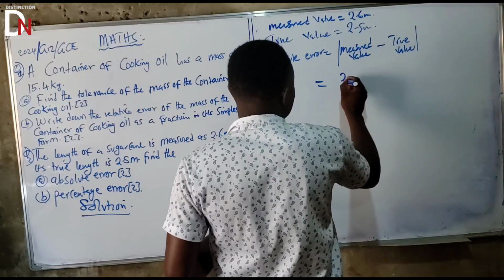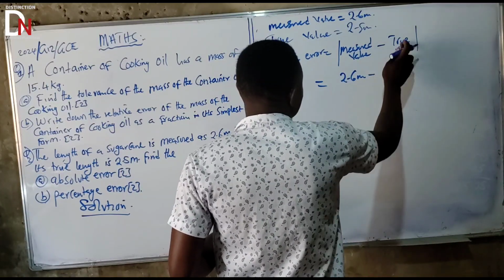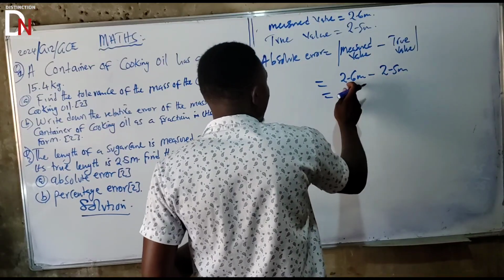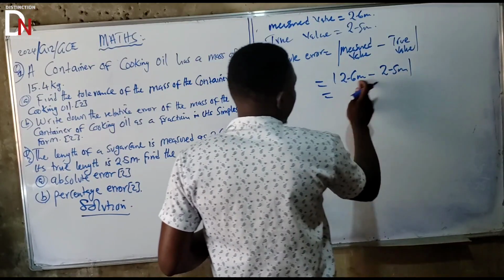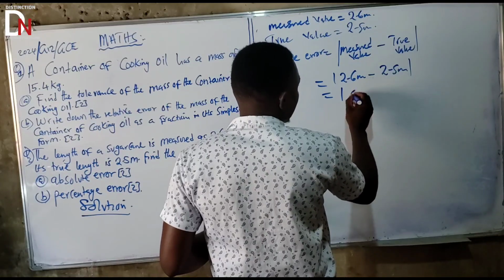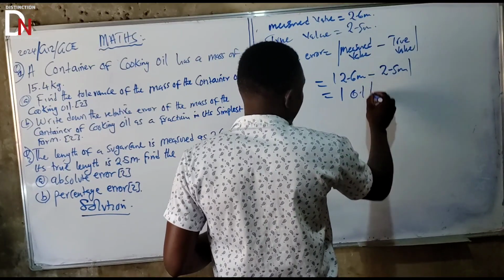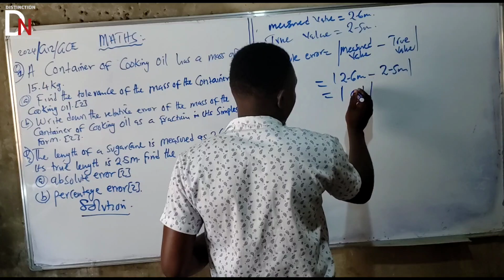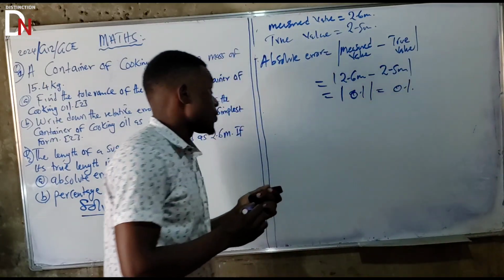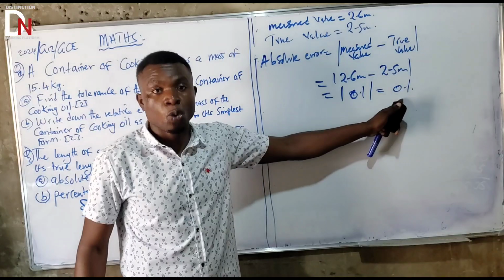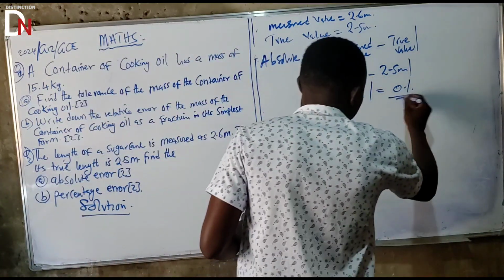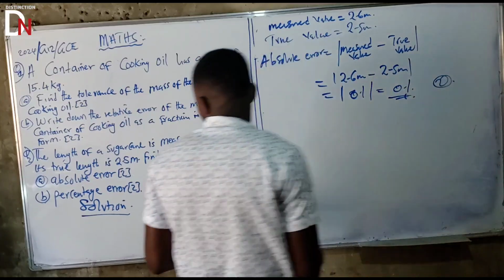The measured value is 2.6 meters minus the true value, which is 2.5. What are we going to get? 2.5 minus that, we are going to get 0.1. And the modulus of 0.1 is positive. The answer is always what? A positive. So the absolute error is 0.1. Good. Now we've solved this, and you should be able to get your 2 marks.